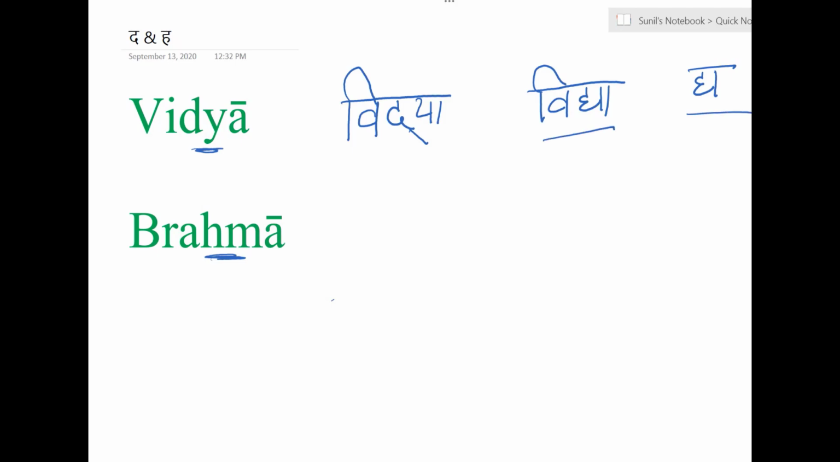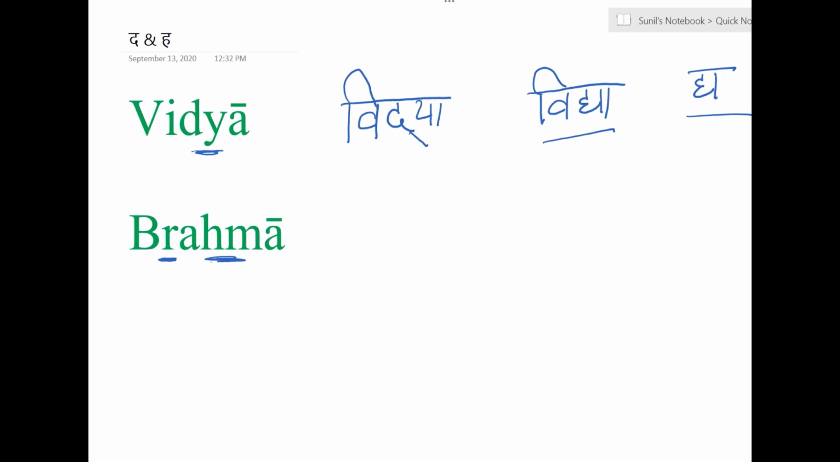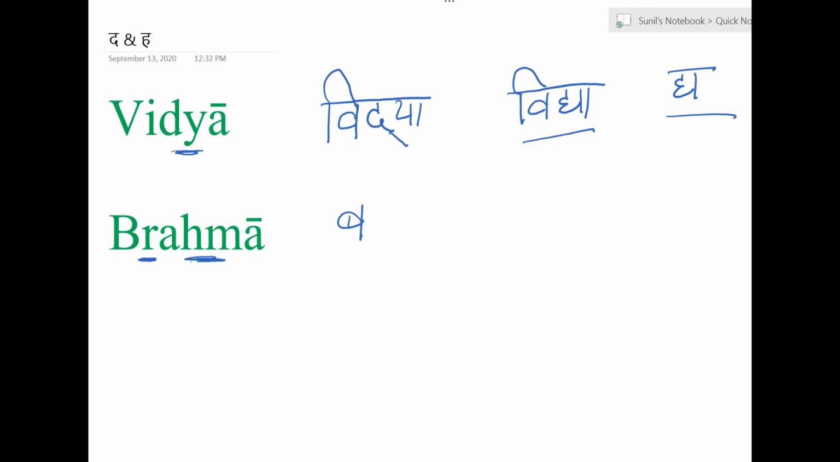Let's take the next one, Brahma. So far we haven't learned how to connect ra with other consonants, so just don't bother how you write bra. We'll do it in the next lesson. This is bra. You write ha with halant and ma and a ki matra, Brahma. The other way, the ligature with ha ma is, and you join ma here, Brahma. Like I said, these combinations are very rare in Hindi and they appear only in Sanskrit words. So you will not come across them quite often.